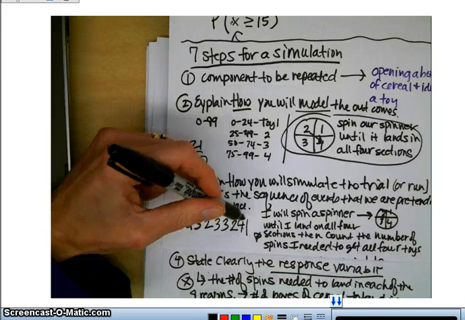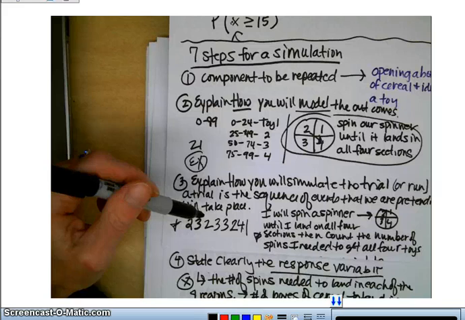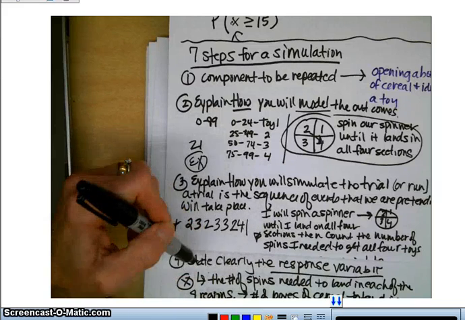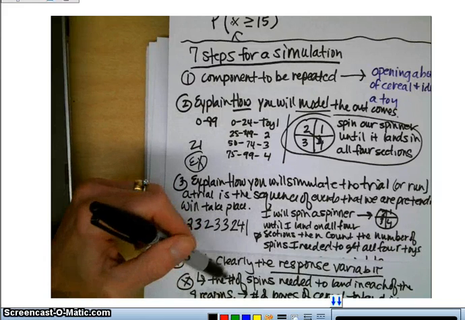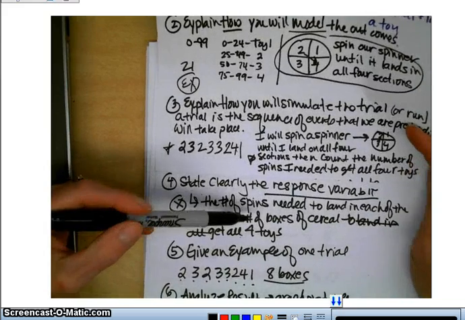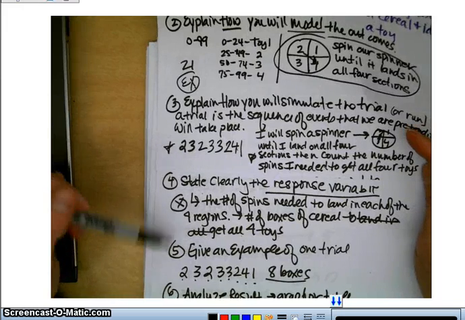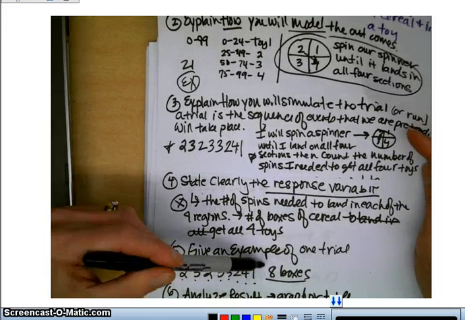the number of boxes of cereal I had to open to get all 4 toys, to get the numbers 1, 2, 3, and 4. The response variable is the number of spins needed to land in each of the 4 regions, which equates to the number of boxes of cereal I need to open to get all 4 toys. Our example of our one trial was right up here, and it took us 8 boxes.